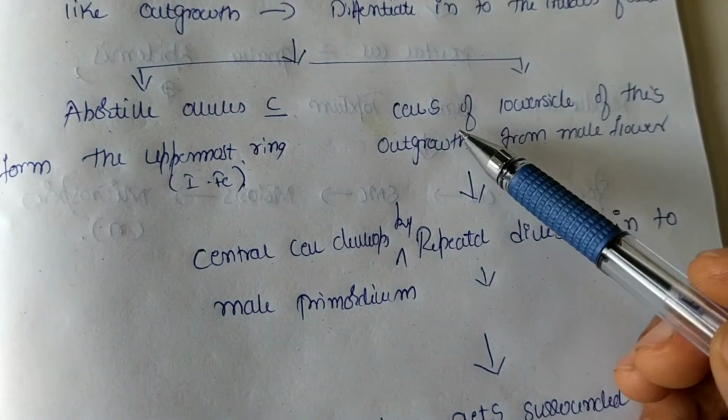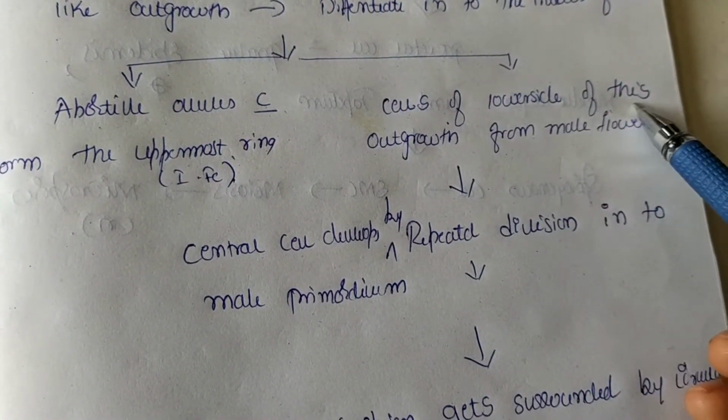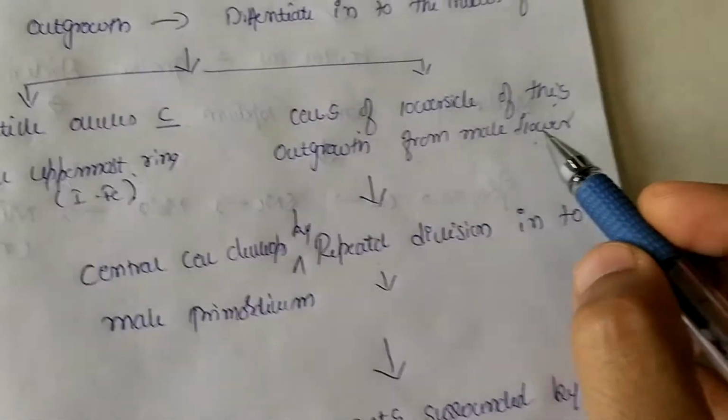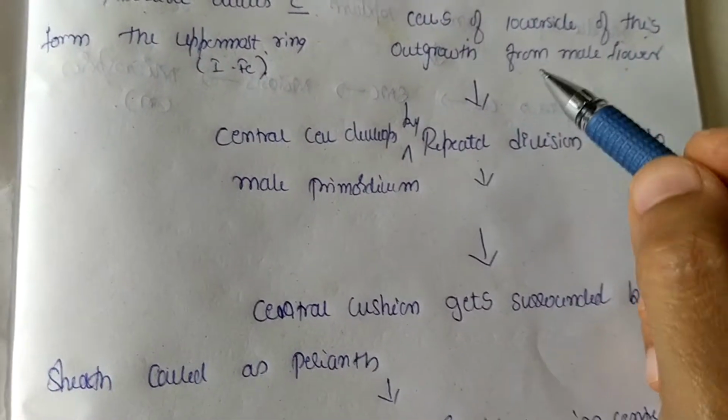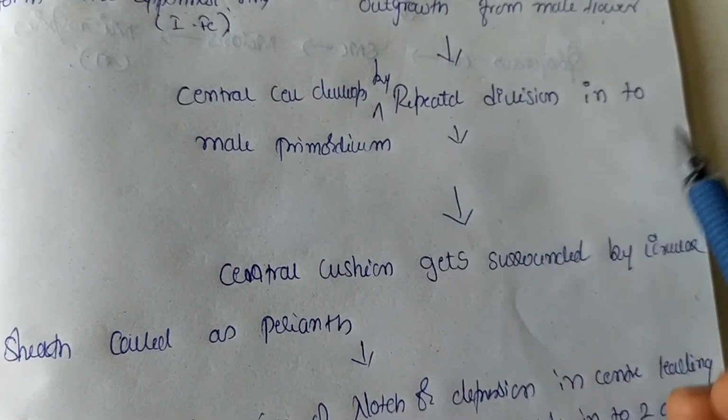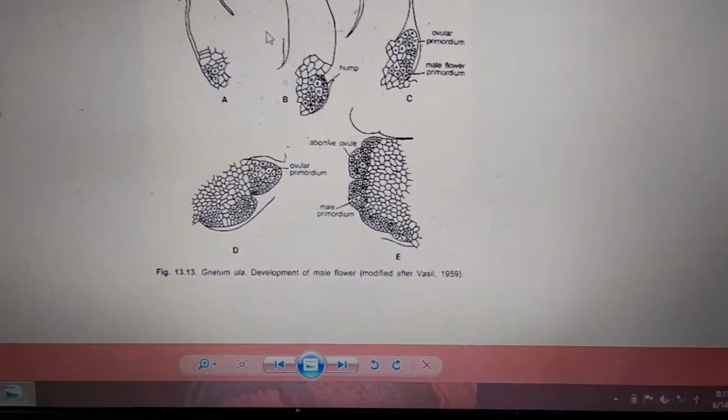The other set is going to form the cells of the lower side of this outgrowth, the primordium, a group of cells which are going to form the male flower. Further differentiation leads to formation of the central cell by repeated division. This is the central cell.